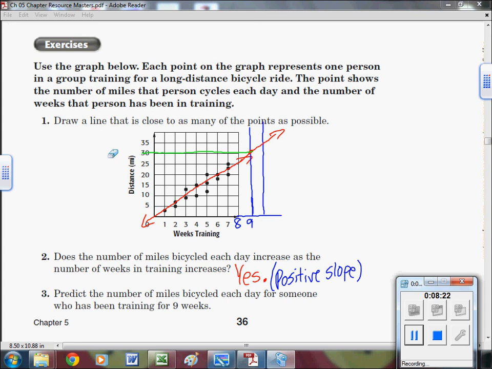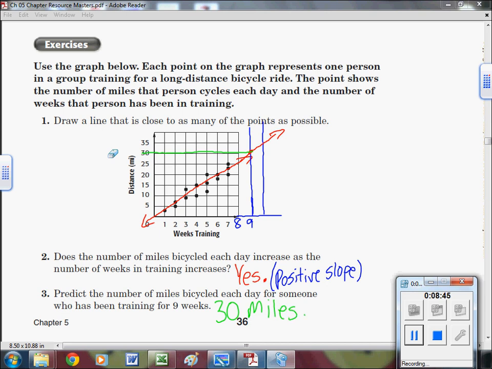Remember, it's based off an estimation, so that's very good, in fact, I can't believe it came out so perfect for that one. It doesn't look like it's 31 or 29. So predict the number of miles bicycled each day for someone who's been training for 9 weeks. We went straight up, it's right at 30 miles. So we're going to say 30 miles. That's going to be our estimation for number 3.